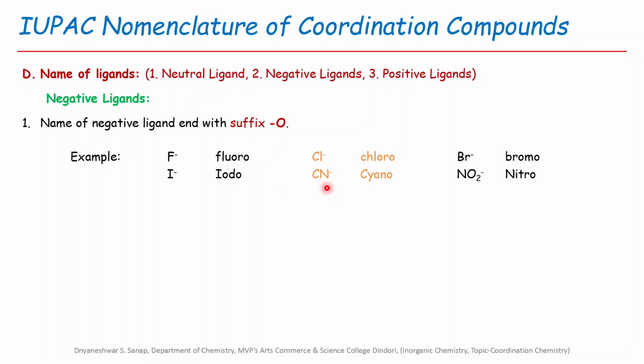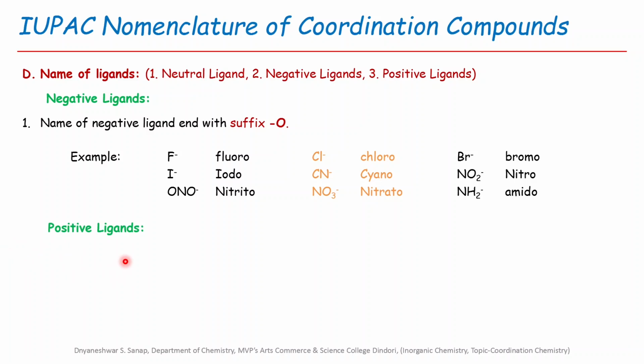For the cyanide anion, we write cyano. For the NO2 minus ion, we write nitro. For ONO minus, we write nitrito. For NO3 minus, we write nitrato. For NH2 minus, we write amido, and so on.